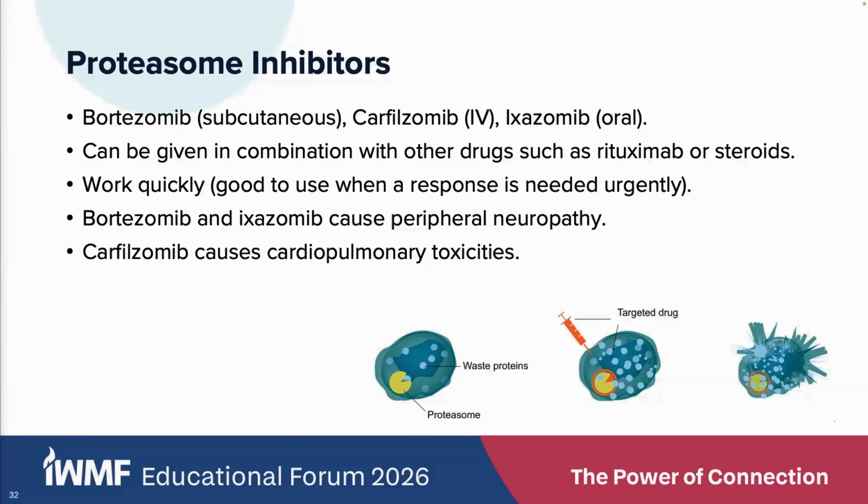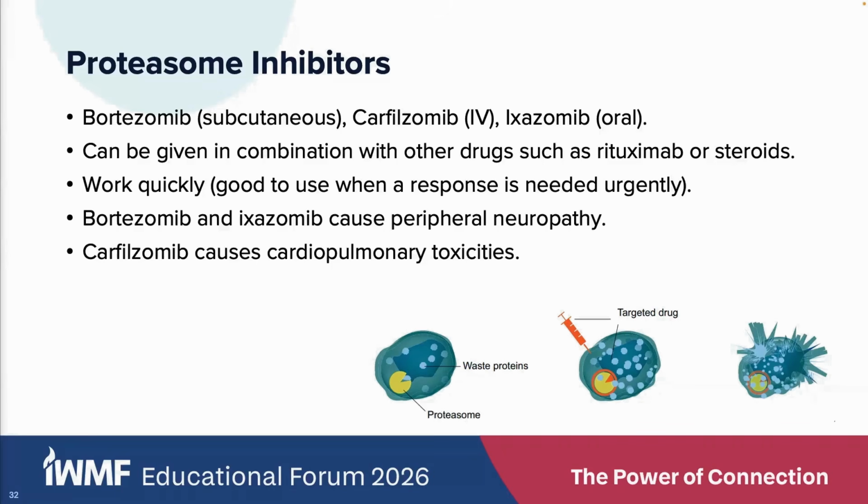There are at least three drugs in this class. Bortezomib or Velcade is probably the most popular one. It's given as an injection under the skin. There's carfilzomib, which is an intravenous injection, and ixazomib is an oral drug. They're usually given in combination with other drugs. It's not common for us to use them alone.